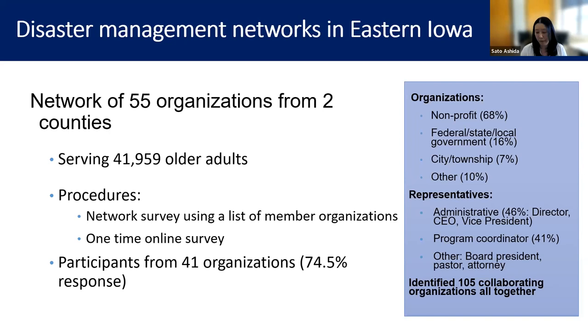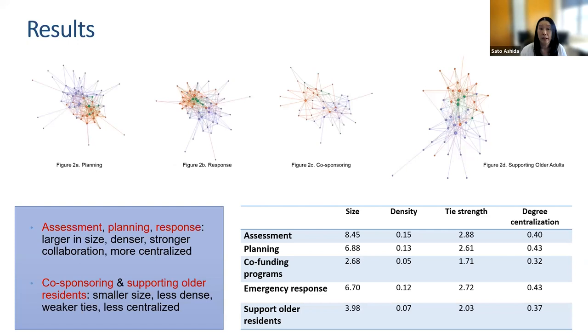By conducting network analysis, we could see things like what each organization did. As you can see, the circles are organizations and lines are collaborations. So you can see there are many, many organizations involved in disaster planning and disaster response. But when it comes to things like co-sponsoring educational programs or supporting water belts, you can see there are much fewer organizations involved, and fewer lines, fewer collaborations happening between the organizations.